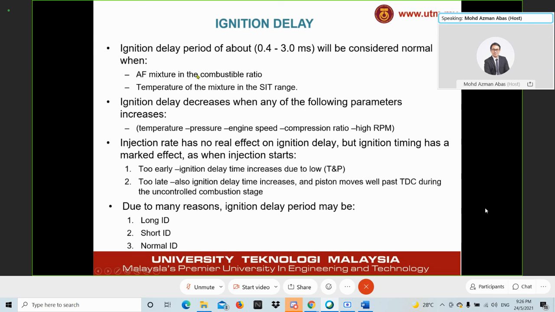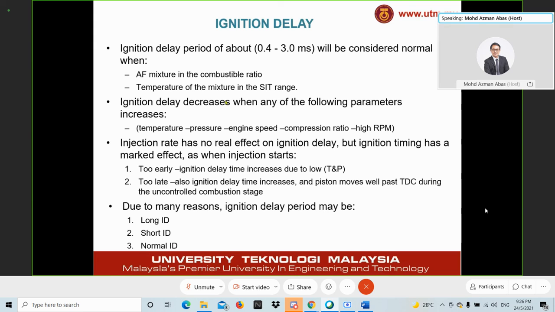Okay. So an initial delay period of about 0.4 to 3 milliseconds will be considered normal when the air-fuel mixture is in the combustible ratio and the temperature of the mixture is in the SIT range. So if the injection strategy is designed for a certain fuel that has a certain SIT range, and you change the fuel to one with a different SIT range, then definitely it will affect your combustion.